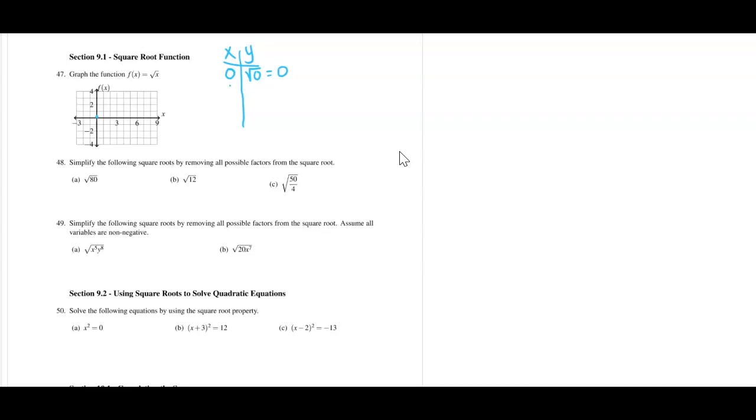What if I put 1 in place of x? Well, the square root of 1 is 1. So over 1 and up 1. Then 2 wouldn't be a good one to put in because that's not a perfect square. 3 wouldn't be a good one either. But 4 would be a good one because the square root of 4 is 2. So over 4, up 2. And our next perfect square is 9. The square root of 9 is 3. So over 9, up 3 would be about here.